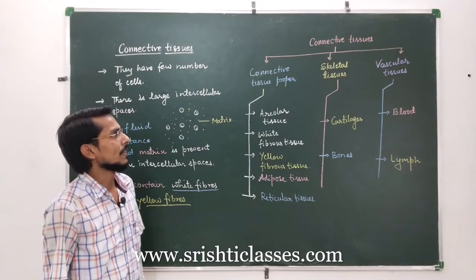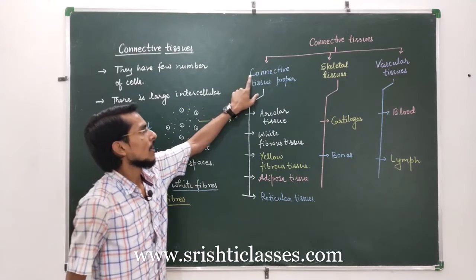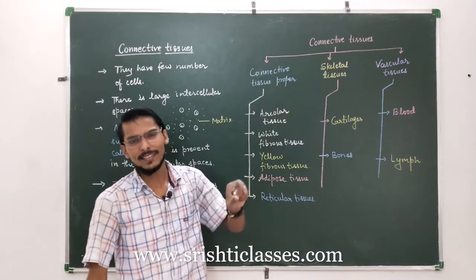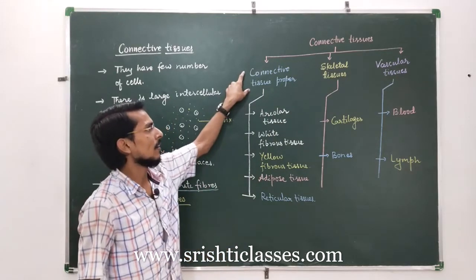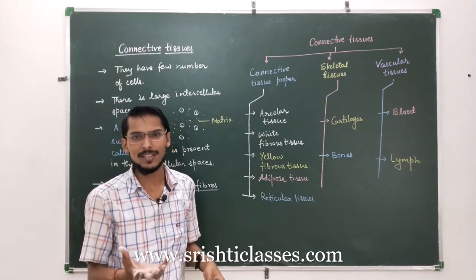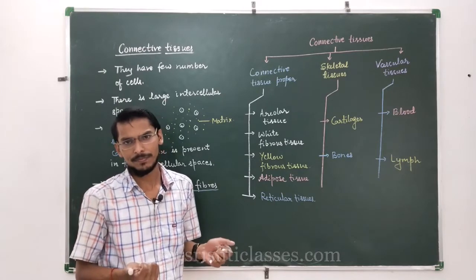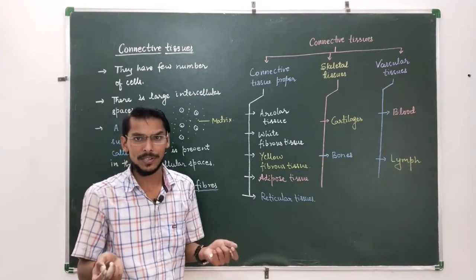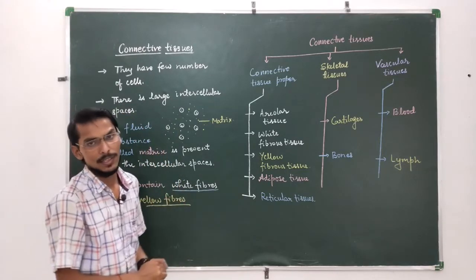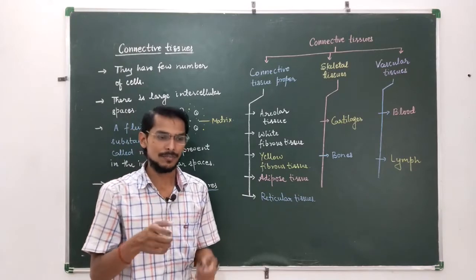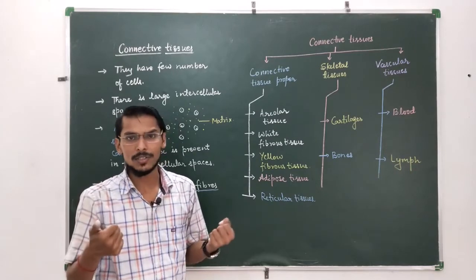Now let me tell you about some unique features of this subdivision. Connective tissue proper has characteristics which are typical for a connective tissue. That is, they are tissues having few number of cells, having large intercellular spaces, and they are very soft. Okay, but they have elastic property due to presence of fibers. Due to presence of white and yellow fibers, they have the property of elasticity. Means they will not be torn easily.